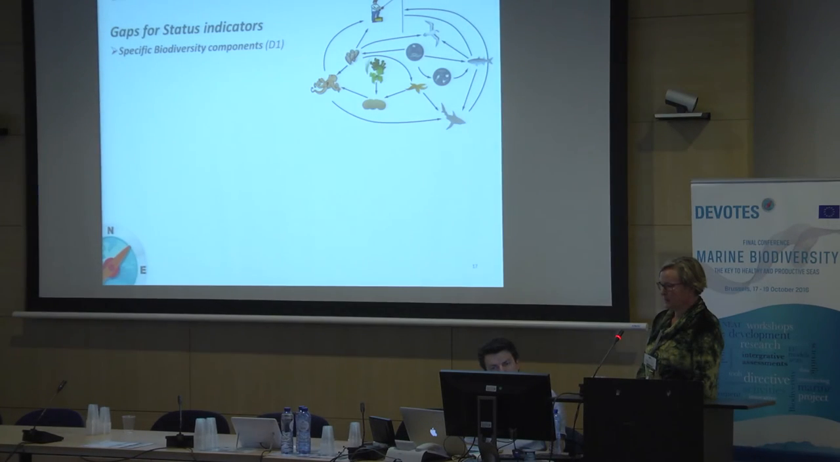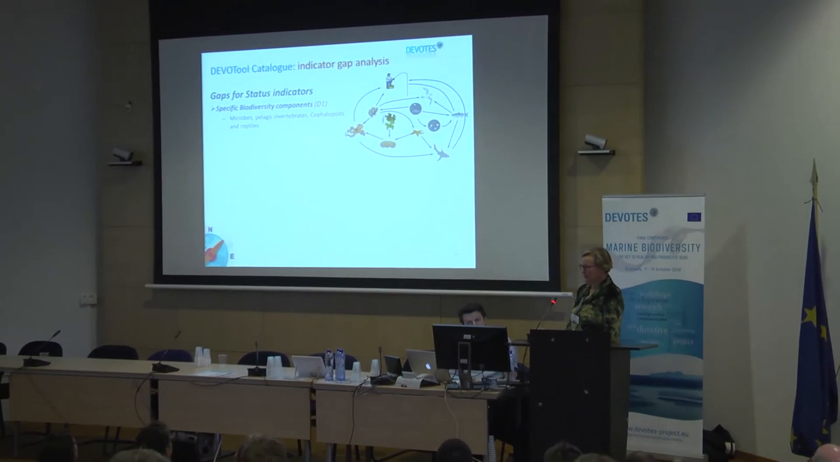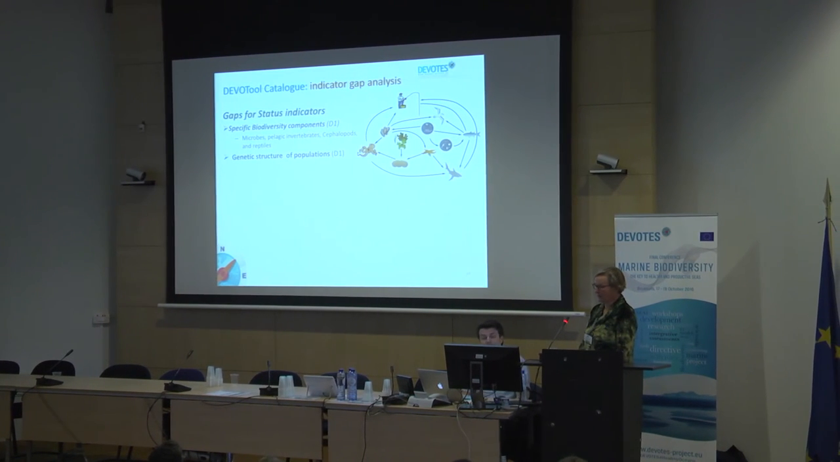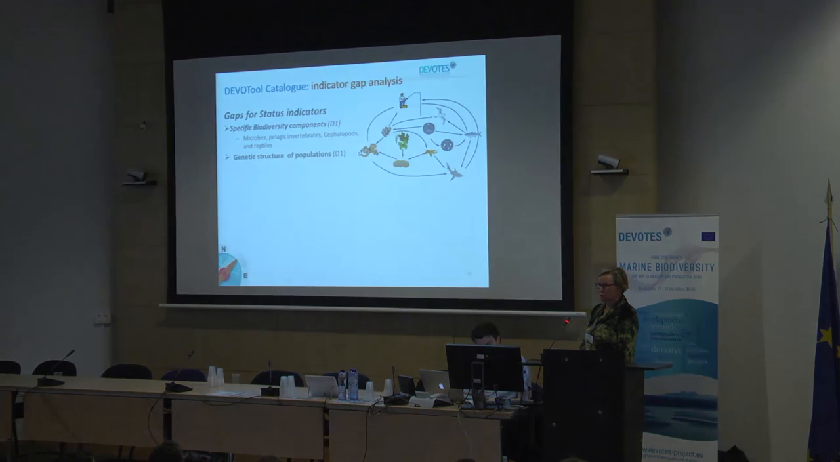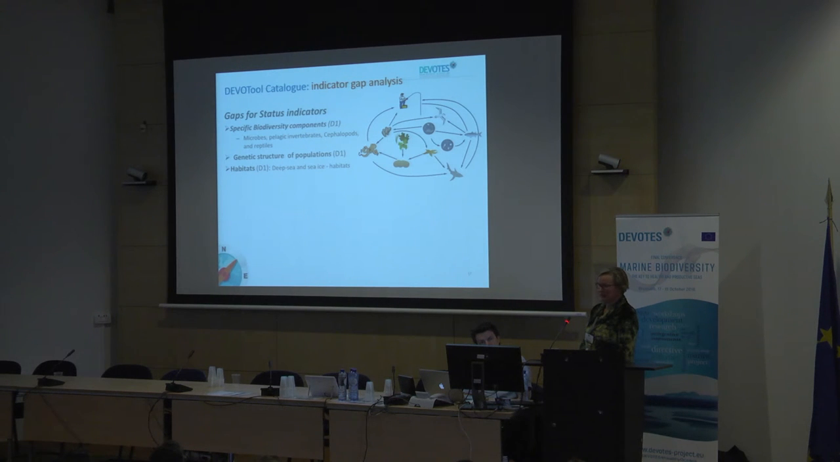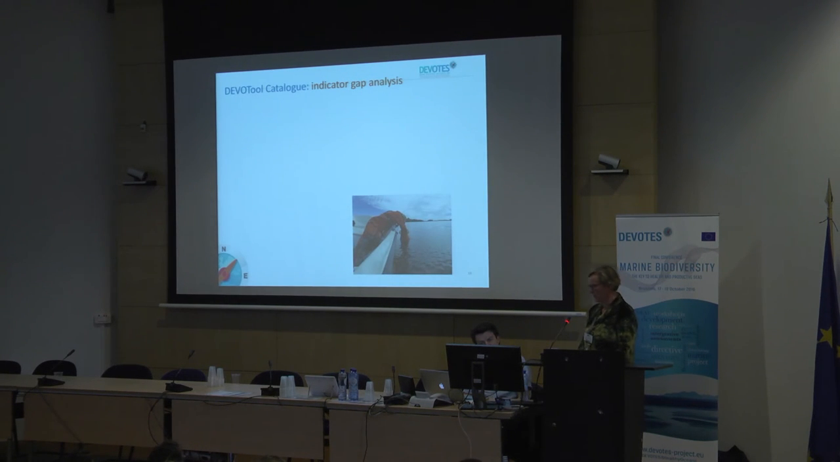The gap analysis highlighted that there are only few indicators for microbes, pelagic invertebrates, cephalopods and reptiles, so those were the lowest ones. Also, not so many indicators yet for the genetic structure of the populations, and some of the habitats like deep sea and sea ice habitat as a specific one where we didn't have many indicators available. Food web structure and processes, so species at the top of the food web, productivity of the species. And also, there were gaps related to impact indicators, like impacts of non-indigenous species and benthic indicators concerning the physical characteristics.